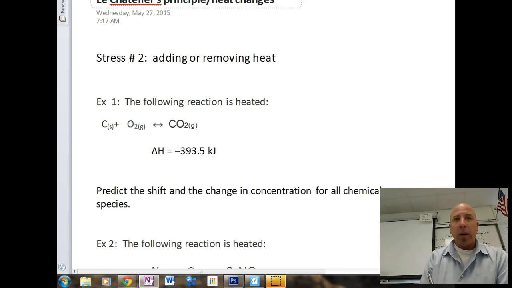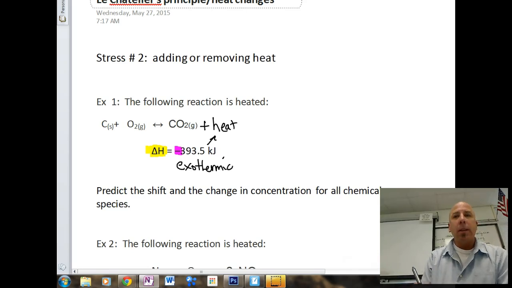Now, they give us a measurement of delta H down here, and delta H, remember, is enthalpy, which is heat at a constant pressure. The real key is that it gives me a negative value right there. If we see a negative value, that tells us this is an exothermic reaction. Anytime we have that negative value, it's an exothermic reaction, meaning that heat will be placed on the product side. That heat's going to be placed right there.